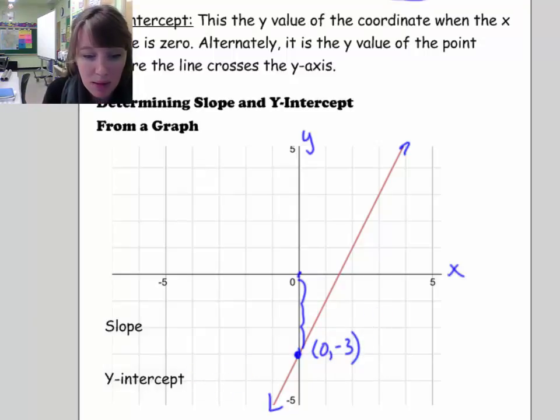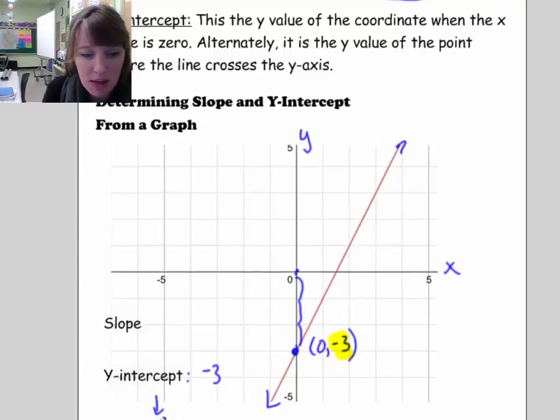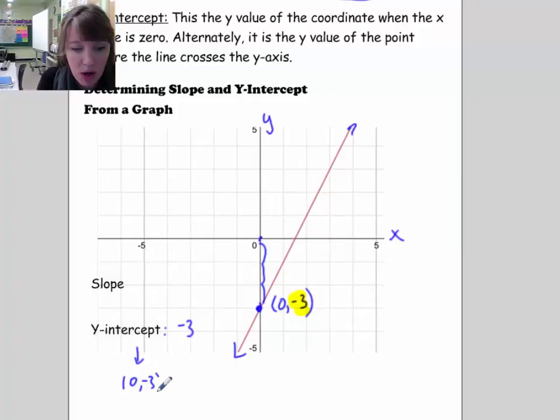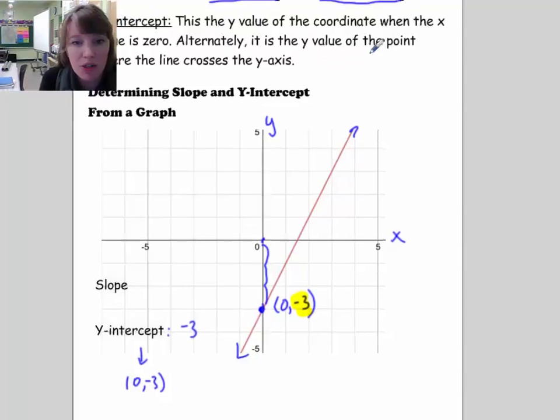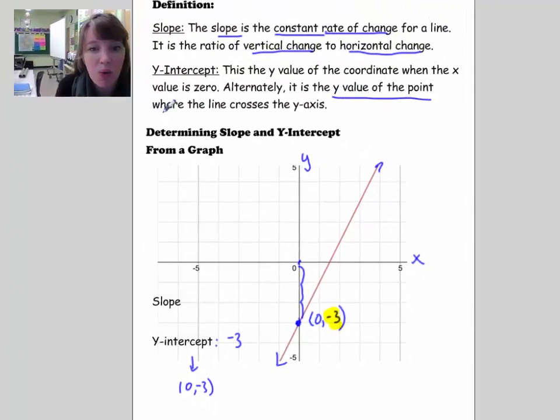So the y-intercept is going to be this y-coordinate. Note that the y-intercept is actually not a coordinate itself. It is just the y value of the coordinate. That's because if I give you a y-intercept, you should quickly understand that the x-coordinate is 0. I could always throw an x-coordinate of 0 in there because that's in the definition of the y-intercept, that it's the y value where the x value is 0.